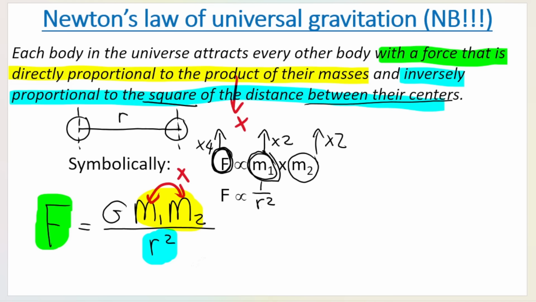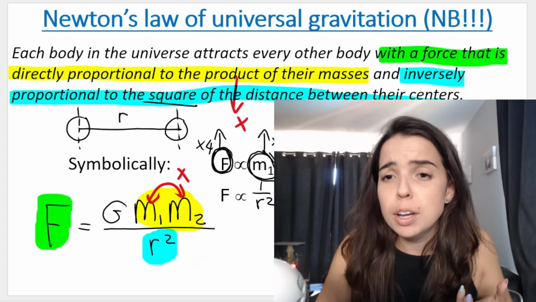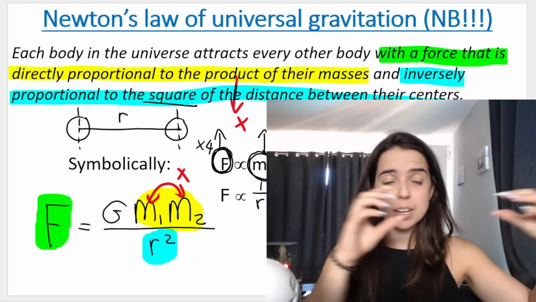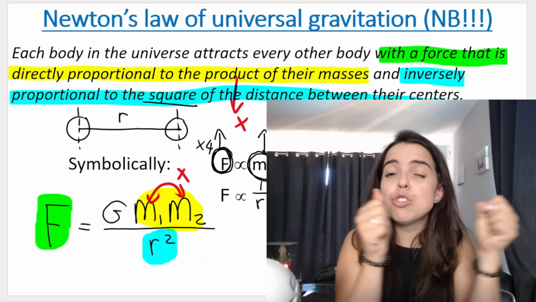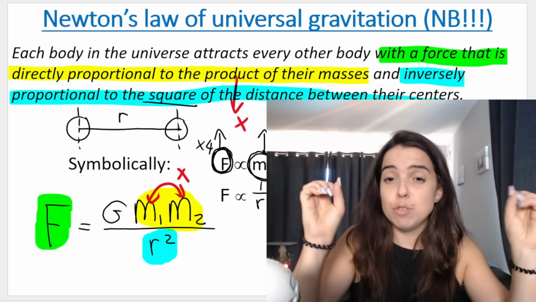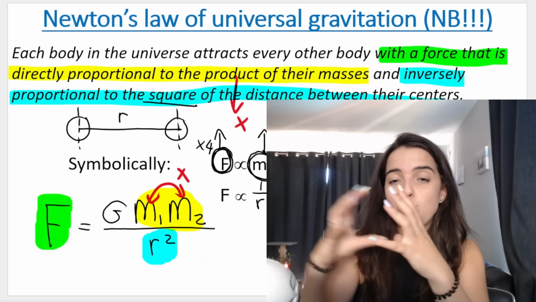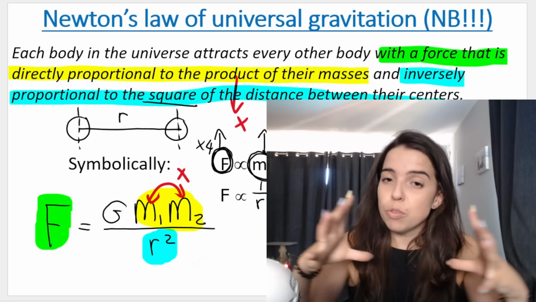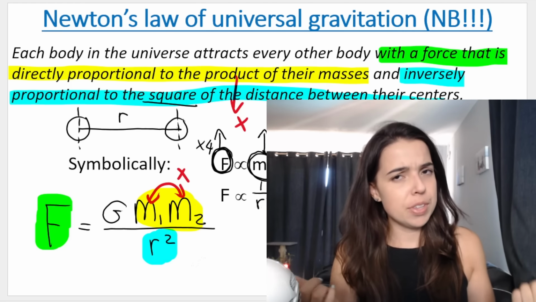And this should make sense. If you have a big object and a big object, they're going to have a stronger force of attraction than if I have two small objects. If I make the one object bigger, the force of attraction will be bigger. And think about the distance.